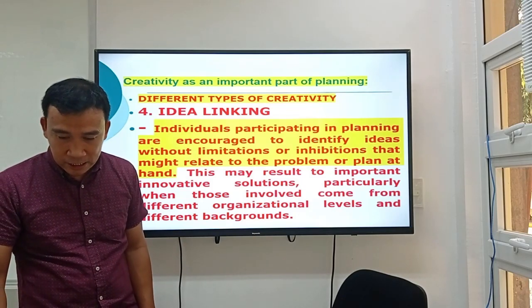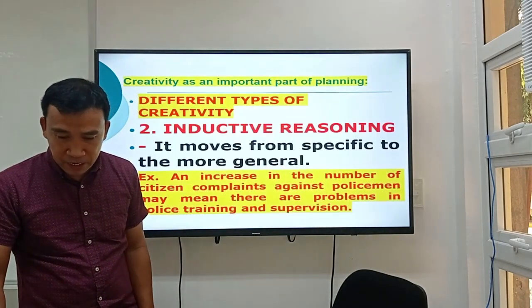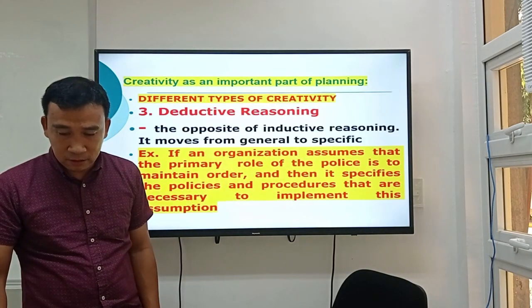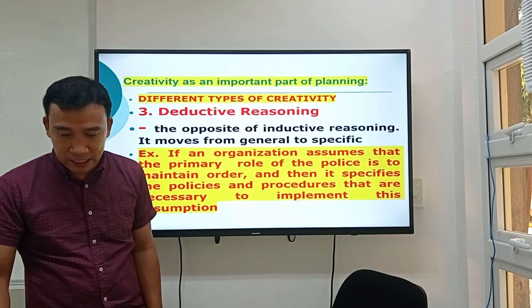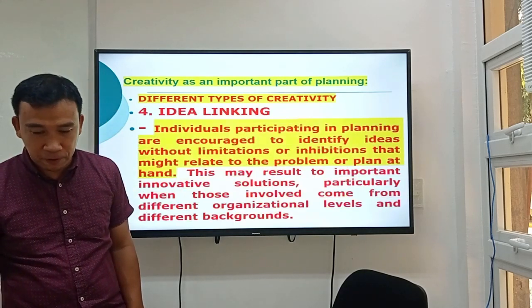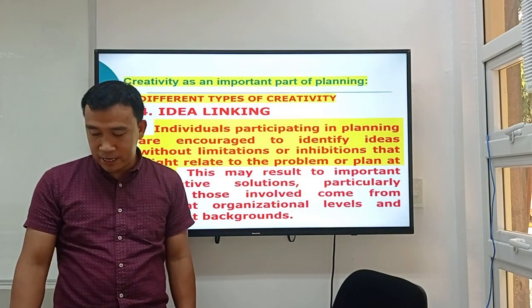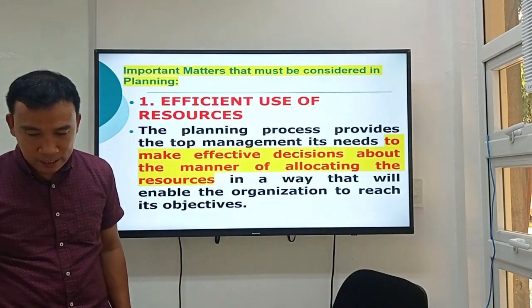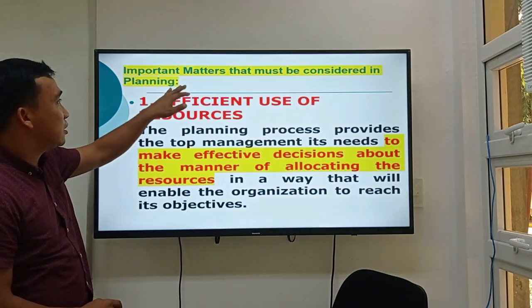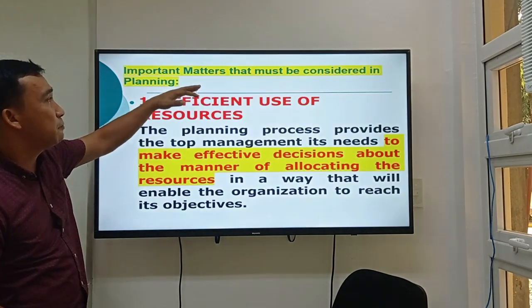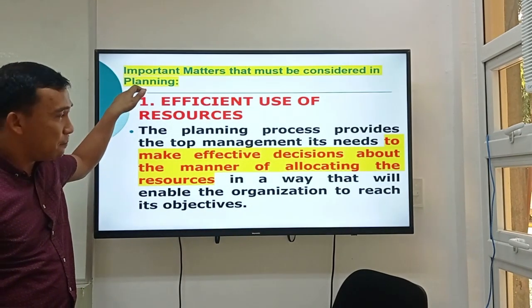So first is imitation, and then inductive reasoning. Third type of creativity is deductive reasoning. And fourthly is the idea linking. Okay, next. Tapusin lang natin itong planning. Important matters that must be considered in planning.